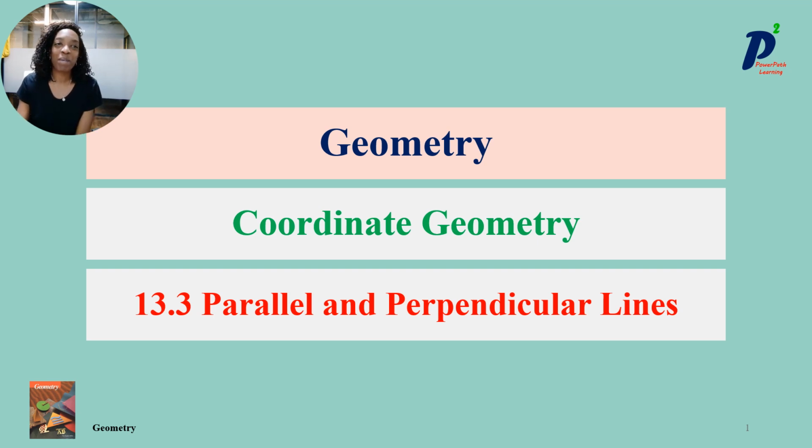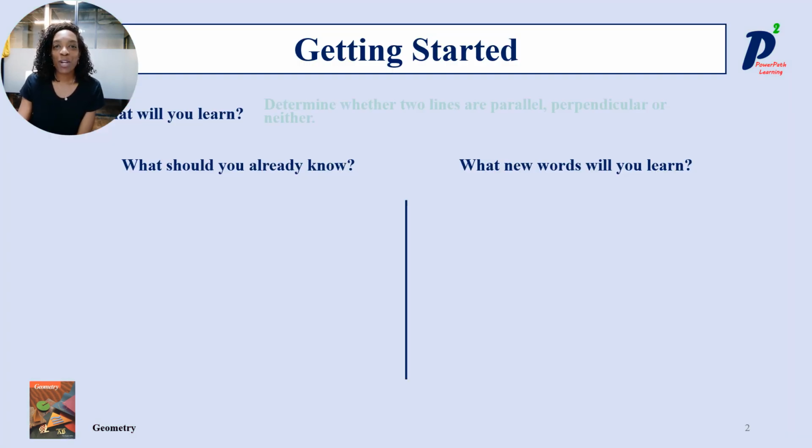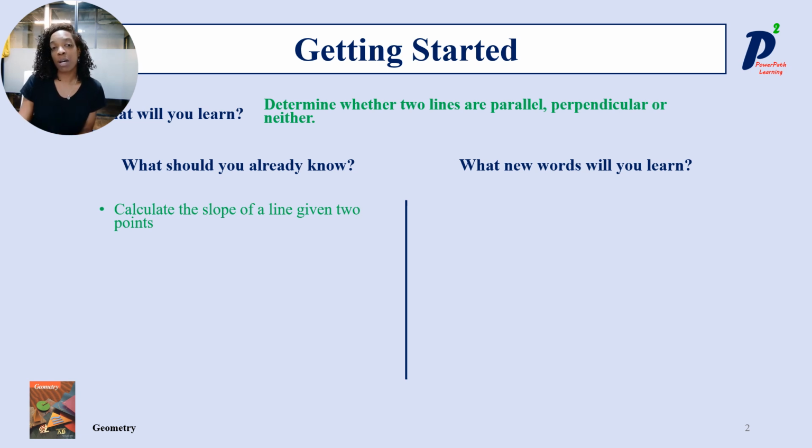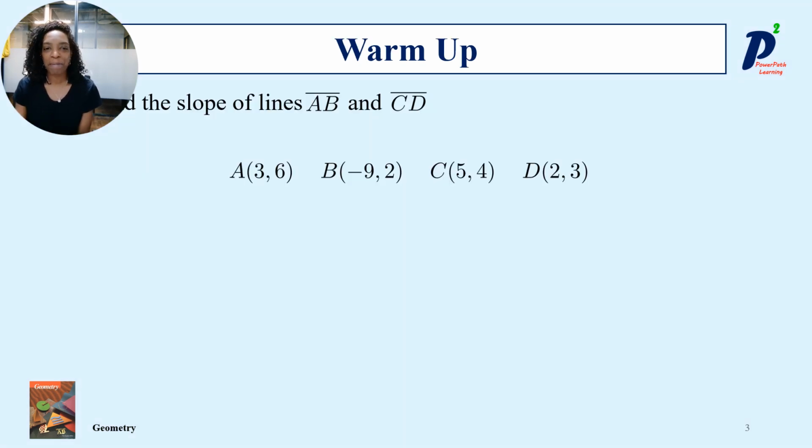This lesson is written based on Chapter 13, Section 3, Parallel and Perpendicular Lines. Today we are going to learn how to determine whether or not two lines are parallel or perpendicular or neither. And before we get started, you should know how to calculate the slope of a line given 2 points. And you're also going to learn a few new words. Some of those are going to be a throwback.